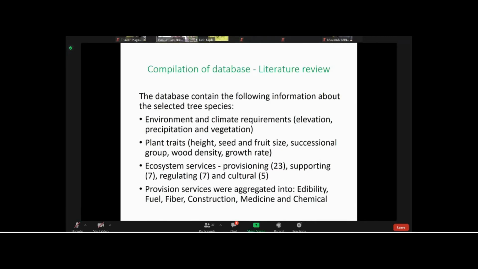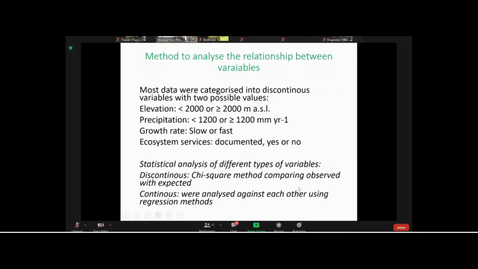wood density and the growth rate. And for the ecosystem services, we have the provision, as I have told, the regulation, and the cultural. In our study, the provision services were aggregated into edibility, fuel, fiber, construction, medicine, and chemical. And the data were categorized into discontinuous variables with two possible values: elevation, which was either less than or more than 1,000 meters above sea level.